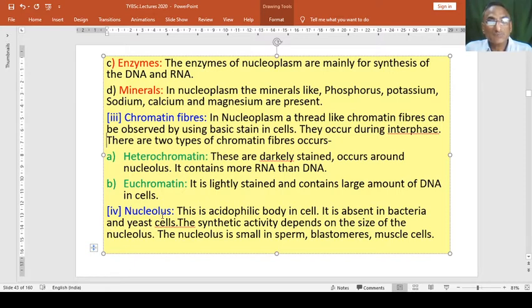Nucleolus: this is an acidophilic body present in the cell. It is absent in bacteria and yeast cells. The synthetic activity depends on the size of the nucleolus. The nucleolus is small in sperm, blastomeres, muscle cells, etc. And mostly it contains RNA, that is, single-stranded material, or we can say single-stranded chromatin material.